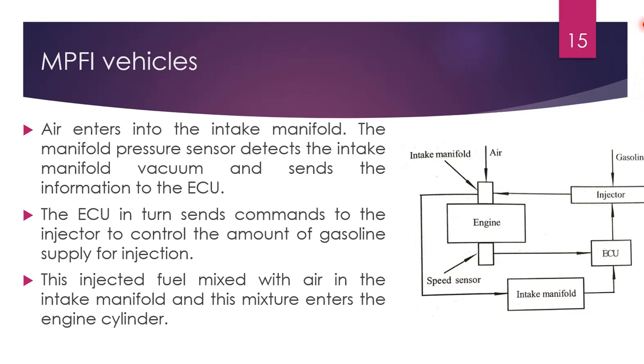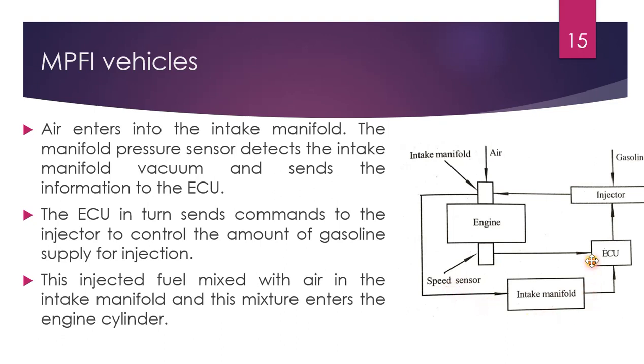So this is the layout of a multi-point fuel injection system in which there is an injector, and this injector injects the gasoline into the intake manifold, and the injector is controlled by an electronic control unit, and the electronic control unit receives information from sensors across the engine. There is a speed sensor. Also there is a sensor in the intake manifold, and this sends information to the electronic control unit. Okay, the air enters into the intake manifold. The manifold pressure sensor detects the intake manifold vacuum and or pressure and sends this information to the electronic control unit.